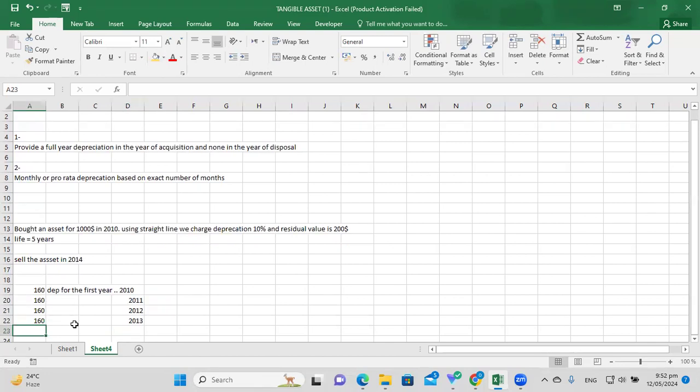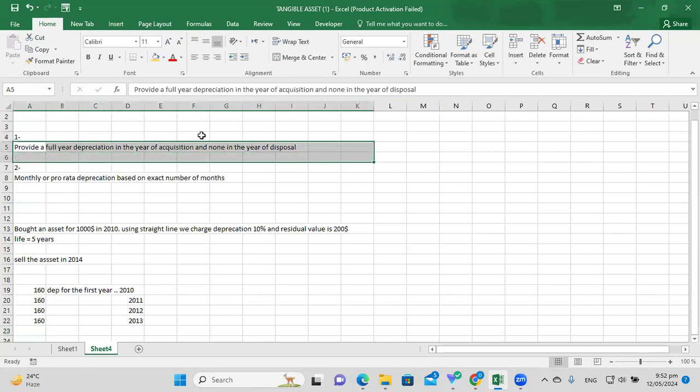in 2014, we won't charge any depreciation because according to our policy number one, we provide a full year depreciation in the year of acquisition. Year of acquisition means that when we buy an asset, we charge full year depreciation. Whether we buy on 1 July 2010 or 1 January 2010, whatever date we buy the asset on, in the first year, we will charge full year depreciation. And in the last year, when we are selling the asset, we won't charge any depreciation in the last year. So that's what it means.